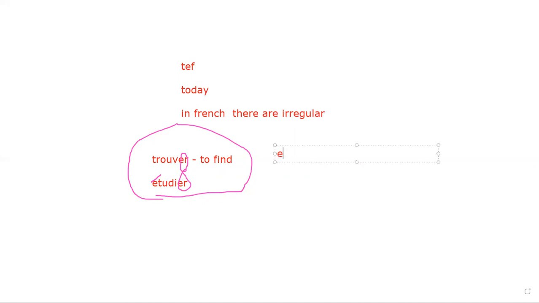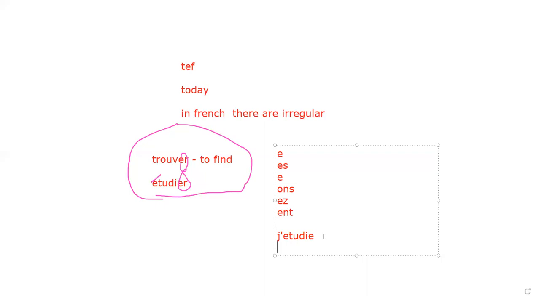E, ES, E, ONS, EZ, ENT. So for example, if I want to convert étudier, what will I do? J'étudie, because the formula is I have to remove er and add e. But over here we have two vowels, so one vowel will be an apostrophe. J'étudie is I study.